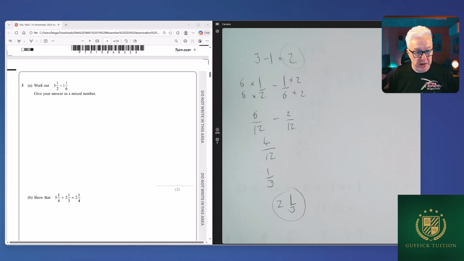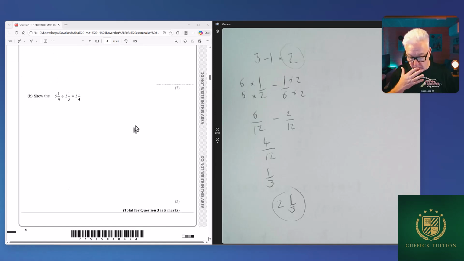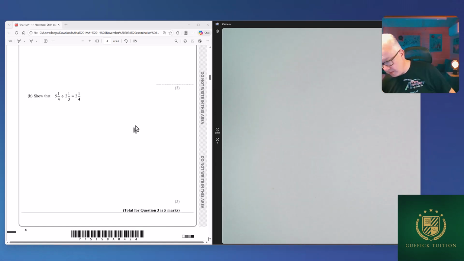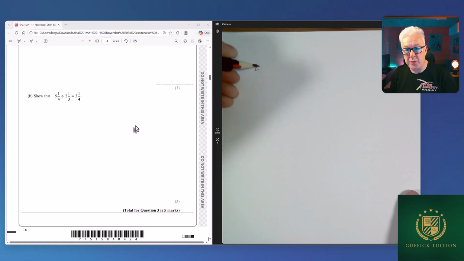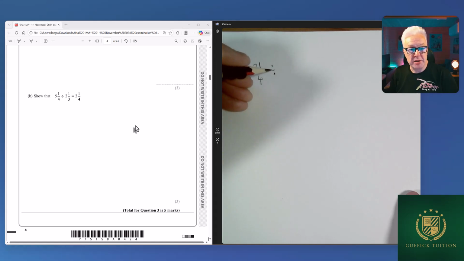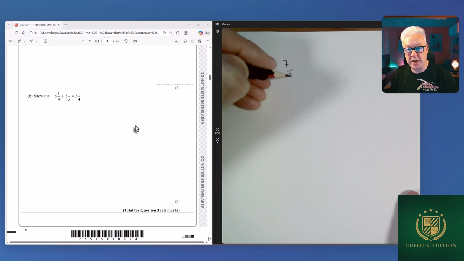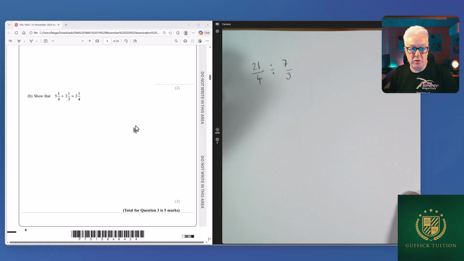Show that 5 1/4 divided by 2 1/3 is 2 1/4. So for part B, I am going to turn them both into improper fractions first. So 5 times 4 is 20, 20 add 1 is 21/4 to change 5 1/4 into an improper fraction. 2 times 3 is 6, 6 add 1 is 7/3. So I've rewritten 5 1/4 divided by 2 1/3 as 21/4 divided by 7/3.